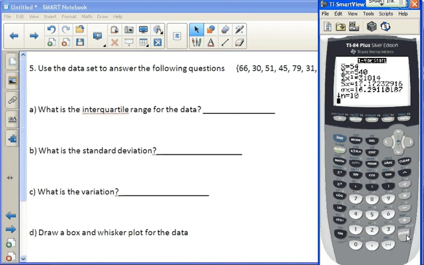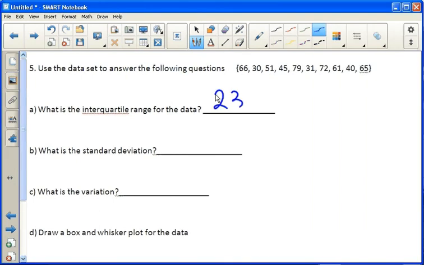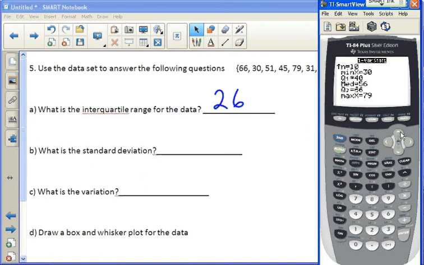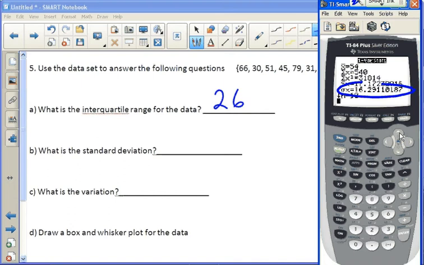So now the interquartile range, remember, is Q3 minus Q1. So my Q3 is 66, my Q1 is 40, so subtracting those two gives you 23. Excuse me, 26. 26 is the interquartile range. The standard deviation, I just showed you where to find that in question 4. It's right here. So we get a standard deviation of 16.291.